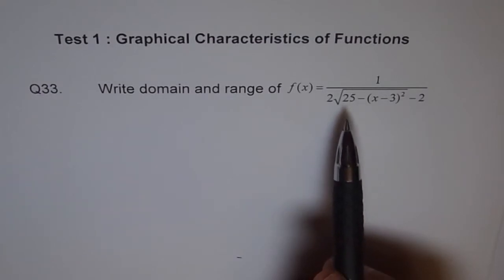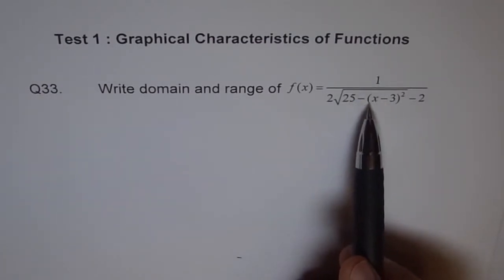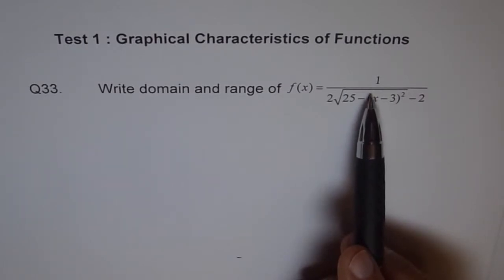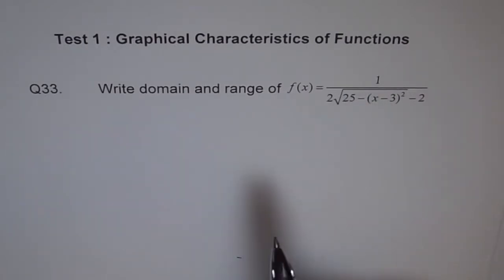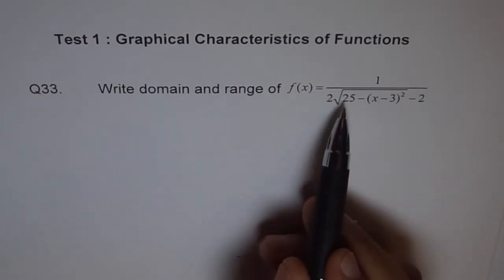As far as range is concerned, we know that this is like 1 over something. So the horizontal asymptote is y equals 0, the x-axis. So y cannot be 0, but then what can y be? Those are the questions which will be answered soon. So let's look first into the easier part, which is the domain, right? So, domain restriction, let's go back to this.